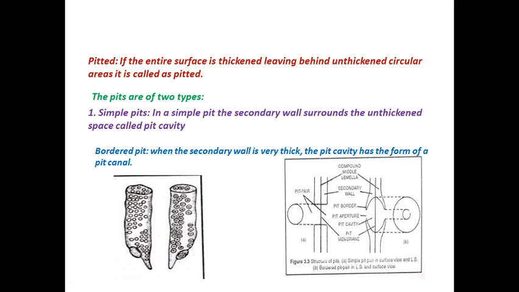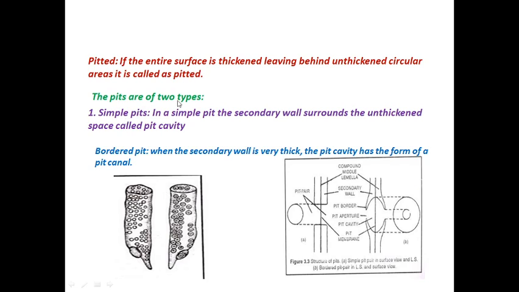Sometimes the thickenings are pitted. What is that actually? The entire surface of the trachea is thickened, leaving behind unthickened circular areas. You see here, only circular areas are left behind. These small unthickened areas are called pits. So this type of thickening is called pitted, and these small structures are called pits. Fine. I hope this is clear.